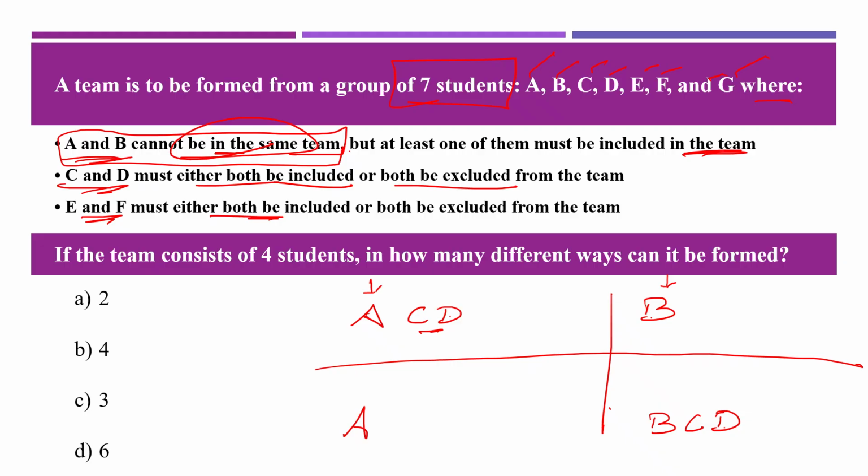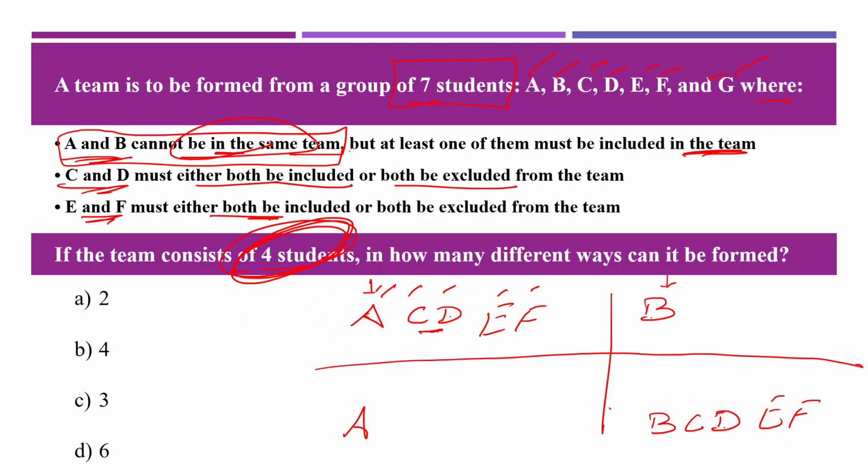If C and D must be either both included or both excluded from the team, E and F must either both be included or both be excluded. So I can write the same way, EF and EF. If the team consists of 4 students, then that's a problem. Since I have included EF, I have 5 students here, as you see, 1, 2, 3, 4, 5 students.